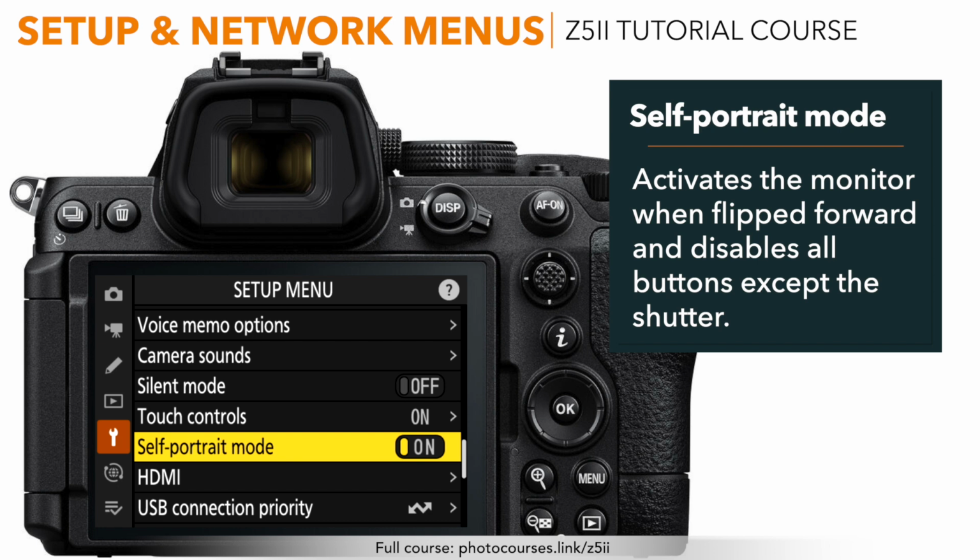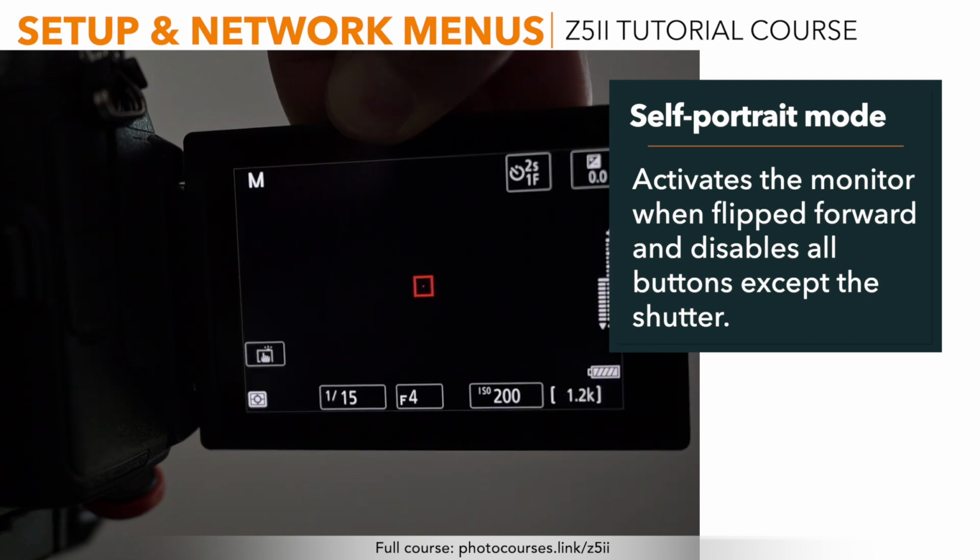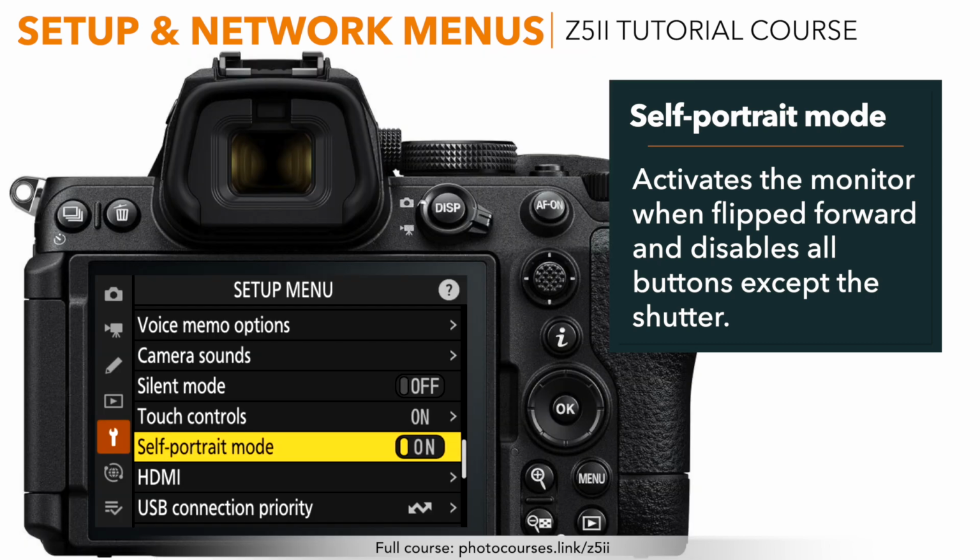When your monitor is flipped into the self-portrait position, so it's facing forward, self-portrait mode is going to be activated, which will activate that monitor no matter which view mode it's currently in. So that monitor is going to come on no matter what when it's flipped forward. It's also going to disable all buttons except for the shutter button so that you don't accidentally hit something while you're holding the camera in that awkward self-portrait position. And there's no harm in keeping this enabled even if you don't do self-portraits. But if you don't want the camera to do any of that when you flip the screen forward, you can turn this off.